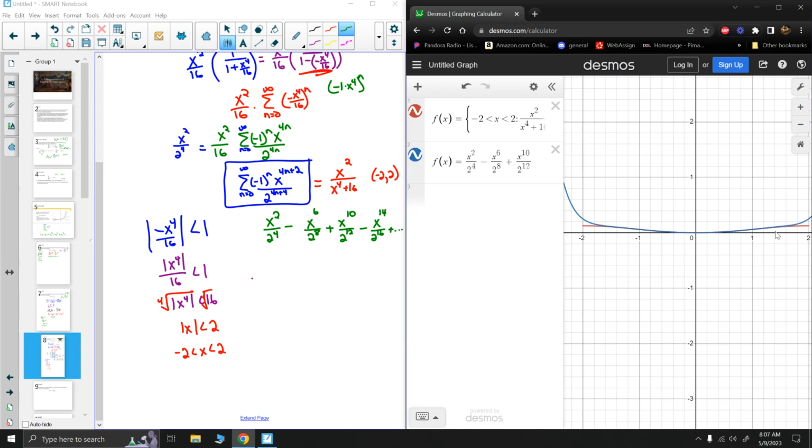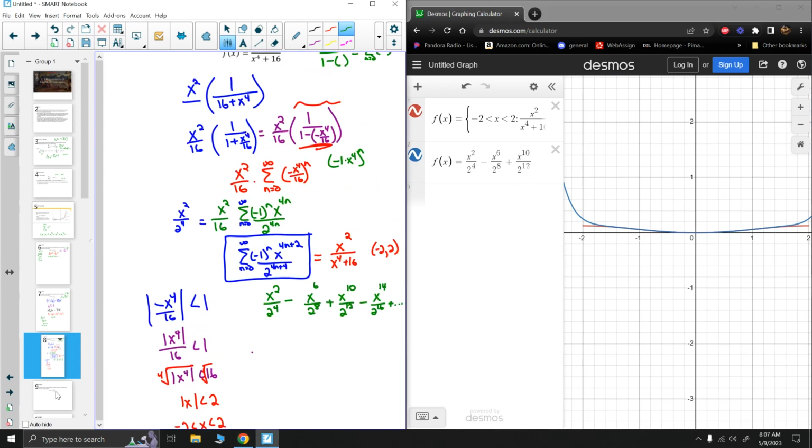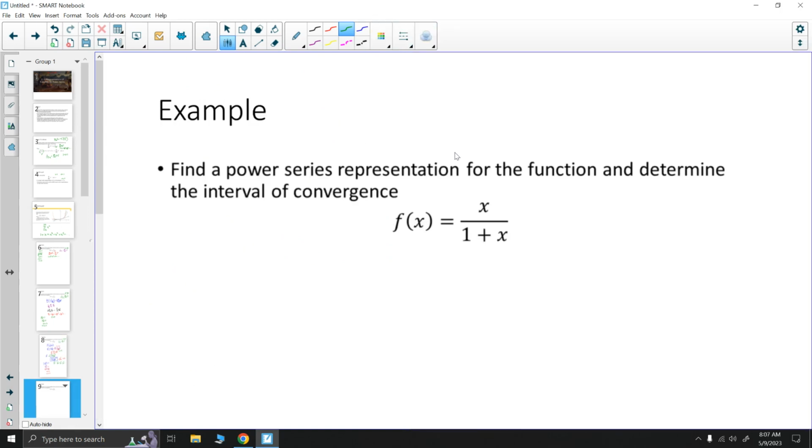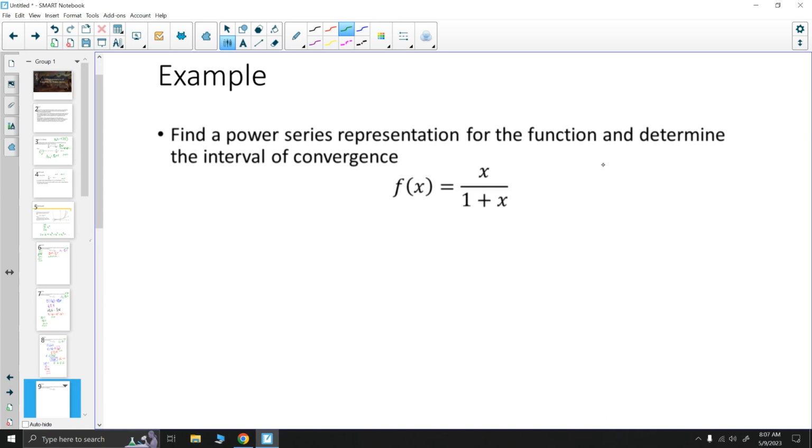And again, we're seeing that that is looking pretty good. All right, so let's take a look at another one. Find a power series representation of this function. Okay, so again, we're trying to match it to 1 over 1 plus something. So if we pull out our x, that will leave behind a 1, and we have a 1.